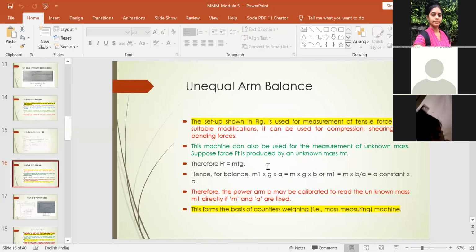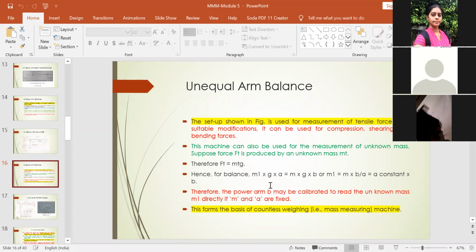And again, if you want to determine the tensional force, after this you will just determine its value. For that it will be equal to m into b by a, the remaining things get cancelled, right? G gets cancelled, so m1 is equal to m into b by a. So here the entire thing is constant, only the variable is b.